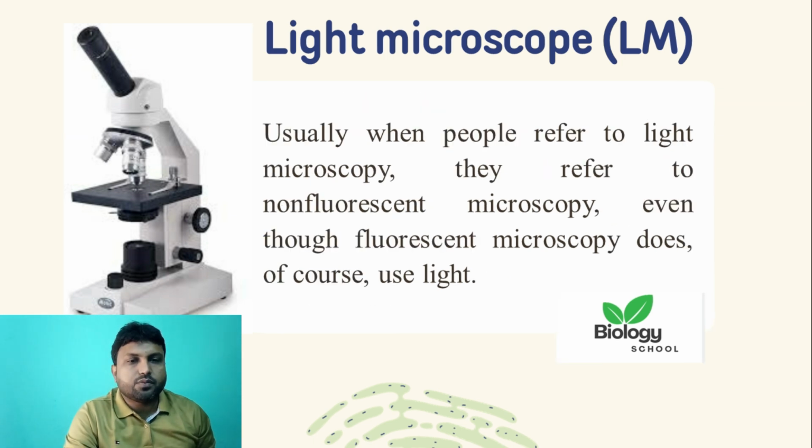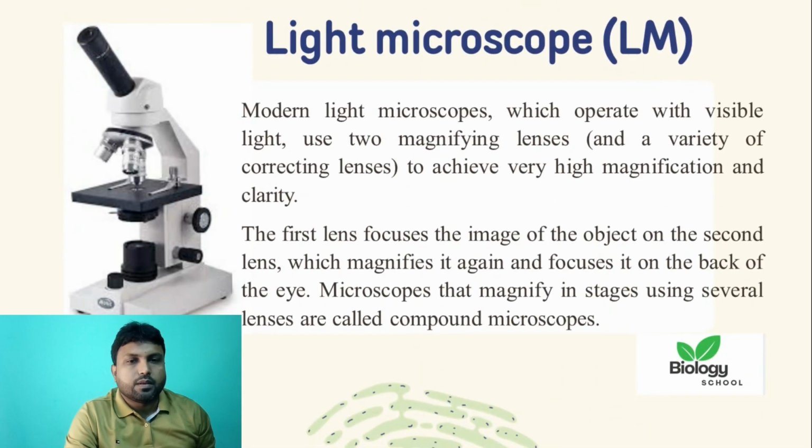Usually, when people refer to light microscopy, they refer to non-fluorescent microscopy, even though fluorescent microscopy does, of course, use light. Modern light microscopes, which operate with visible light, use two magnifying lenses to achieve very high magnification and clarity. The first lens focuses the image of the object on the second lens, which magnifies it again and focuses it on the back of the eye. Microscopes that magnify in stages using several lenses are called compound microscopes.